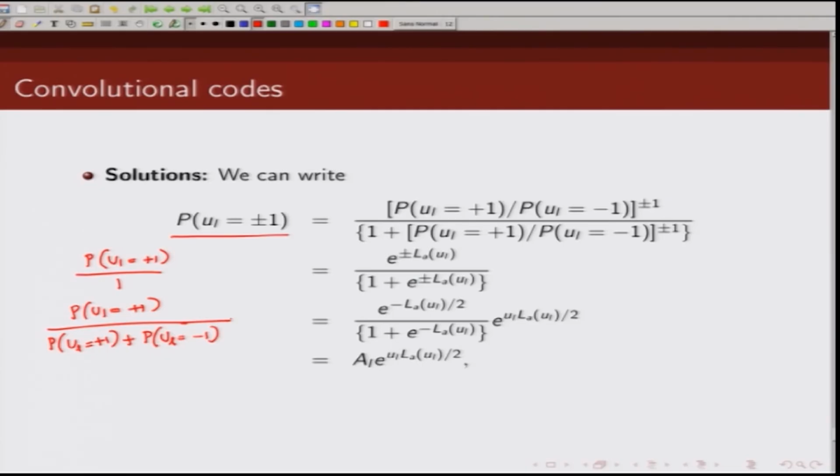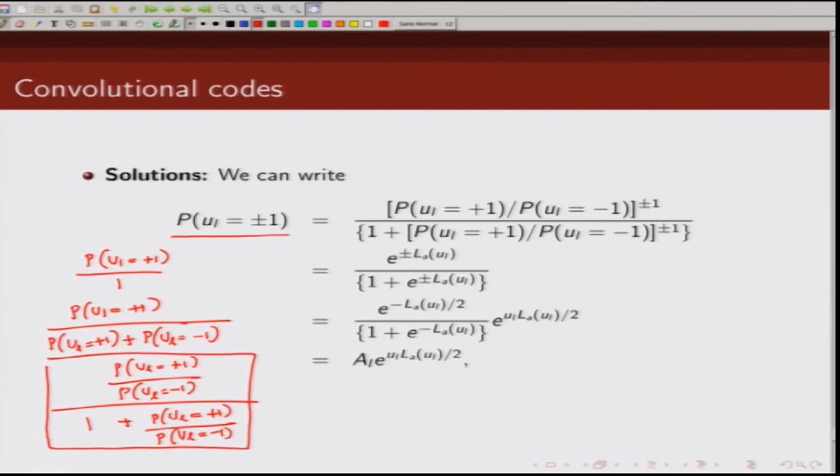right? And if I divide by probability of UL being -1, then what I get is probability of UL being +1 by probability of UL being -1, over 1 plus probability of UL being +1 by probability of UL being -1. So this is what I will get of the form here. You can see here the form for when UL is +1, I get the probability of UL being +1 in this particular form.